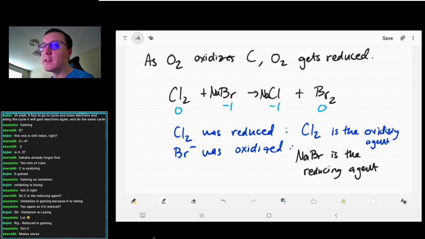So whichever one is reduced is the oxidizing agent. Whichever one is oxidized is the reducing agent. Isn't that just fun? Yeah, so chemists, we love to talk about things, what's doing what here.